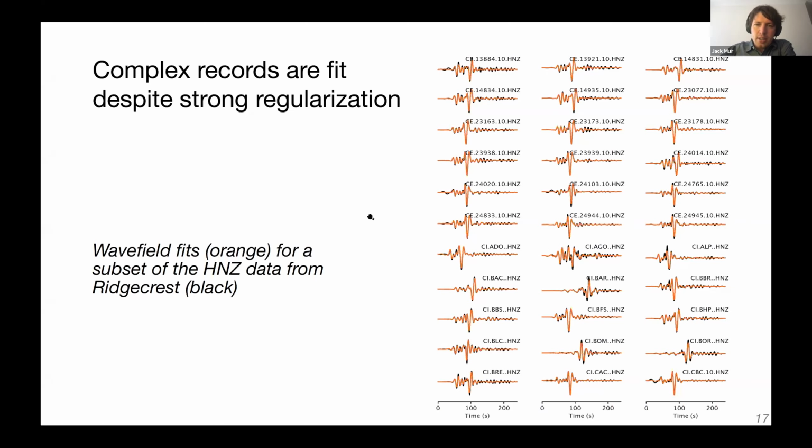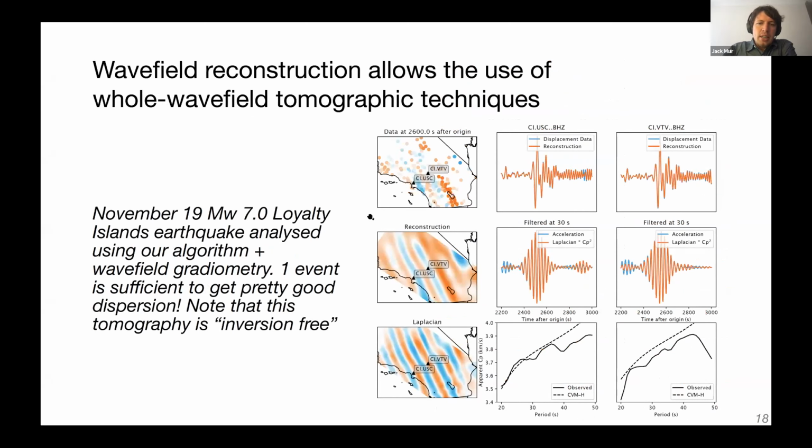So that's one example using real data. What can we do with this sort of representation? Well, as I said before, wavefield reconstruction allows the use of these whole wavefield tomographic techniques that were previously only accessible for extremely dense industry level arrays. So for instance, this is a wavefield reconstruction of the November 19 magnitude 7.0 Loyalty Islands earthquake, in 2017, I believe, or 2016, sorry, I forgot the year, crossing Southern California.